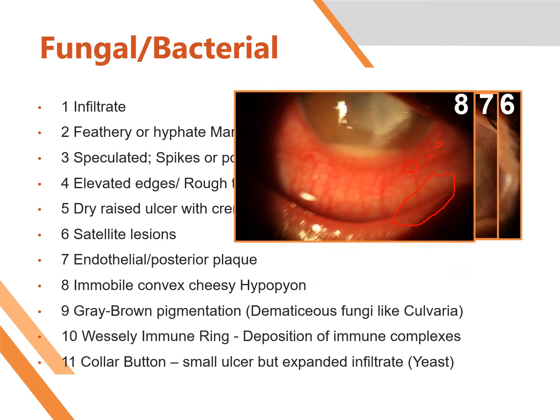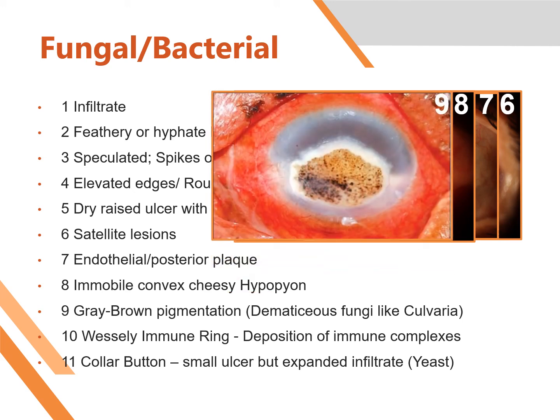The next is the hypopyon. The hypopyon is convex and cheesy in fungal keratitis. This is hypopyon, and cheesy means it is like cheese. When you change the position of the head, the hypopyon doesn't change its shape that easily, and it is convex like this. In uveitis, it's usually flat like this.